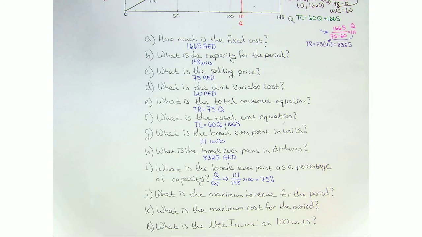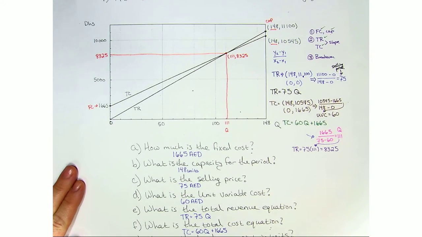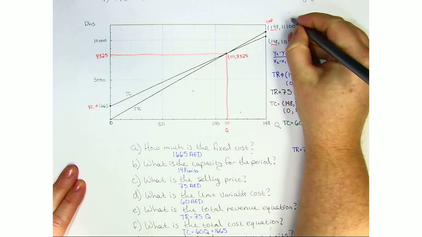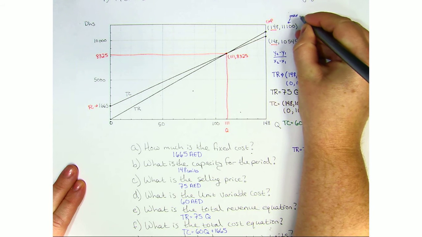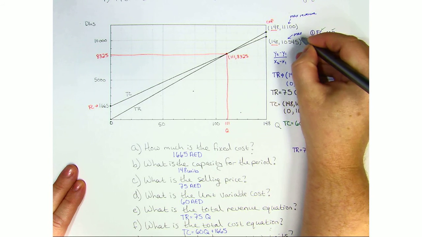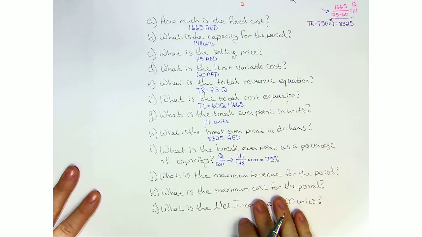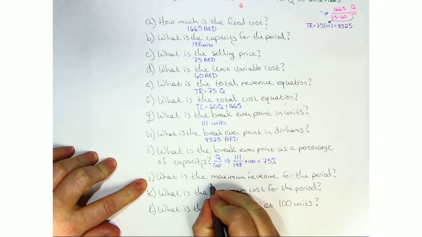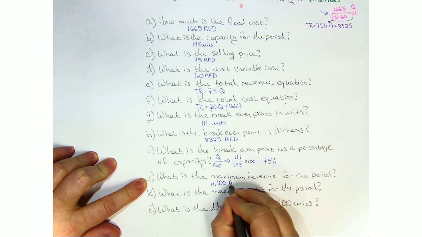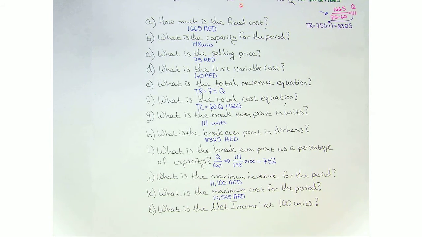What is the maximum revenue for the period? Okay, so if we come back up here to our maximum revenue, this right here, this is the max revenue. This is our maximum cost, because this is our maximum in quantity. So the maximum revenue for the period is 11,100 dirhams. The maximum cost, 10,545 dirhams. And the last question is, what is the net income at 100 units?